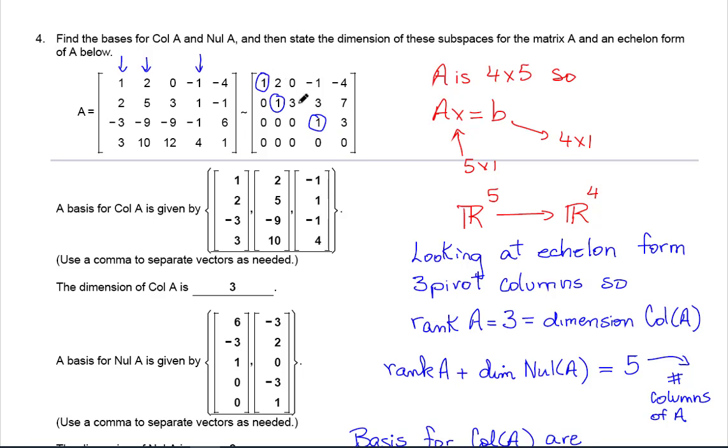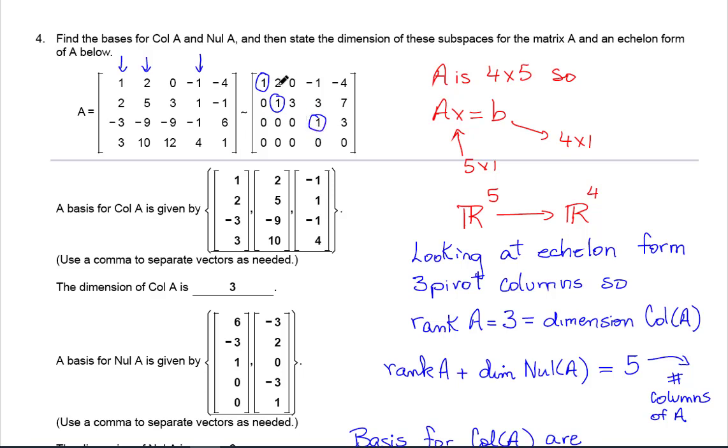So now I look at the echelon form, and I look for how many pivot columns. There's 3 pivot columns. So that says that the rank of the matrix A is 3, which is the dimension of the column space. So again, the dimension of the column space is the same as the rank of matrix A, which is 3, which came from the number of pivot columns in the echelon form.